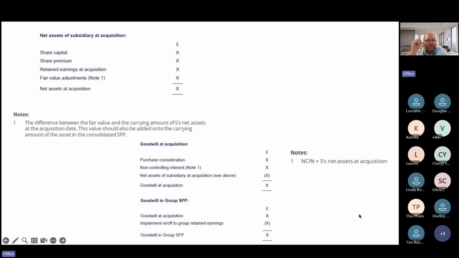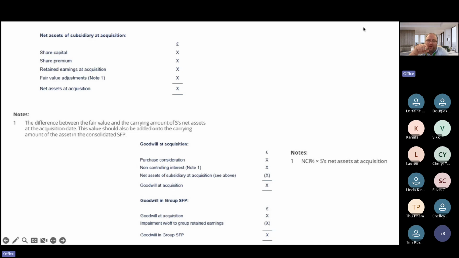So once you've added your share capital, share premium, retained earnings at acquisition, and fair value adjustment, you're going to get the value of net assets at acquisition. So that's ultimately the total value, or what we believe to be the total value of that business if we were going to acquire 100% of it. So once we've got net assets of the subsidiary at acquisition, we can start to look at what goodwill looks like at the acquisition date.